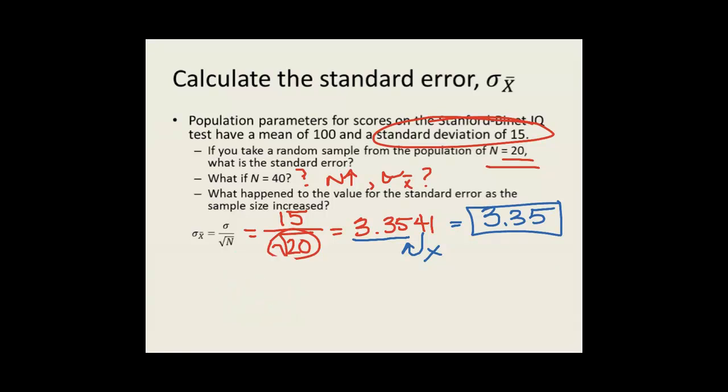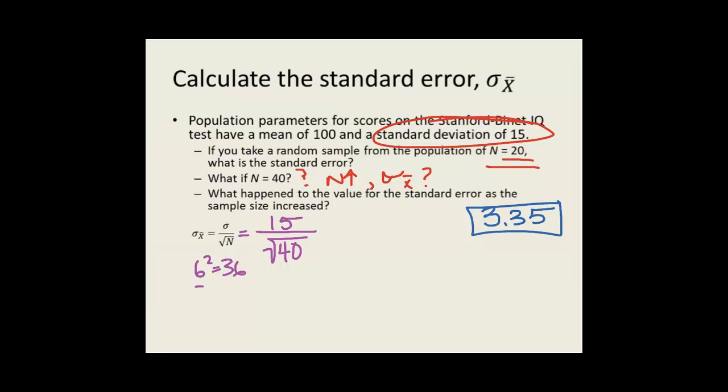Okay. Now let's do the same game, except this time for a larger n. With my larger n, my sigma is still the same because that was the population standard deviation of 15. Now I'm going to divide by the square root of 40. Playing that same game, 6 squared was 36 and 7 squared is 49. So I'm expecting the denominator now to be something between 6 and 7. So I better get somewhere around 2 point something as my answer when I take 15 divided by the square root of 40 in my calculator.